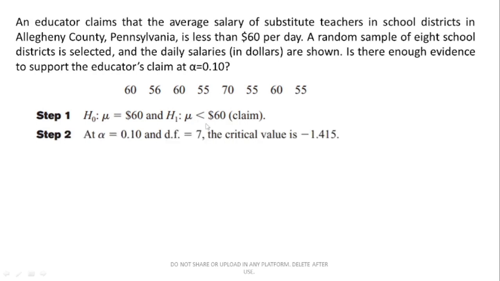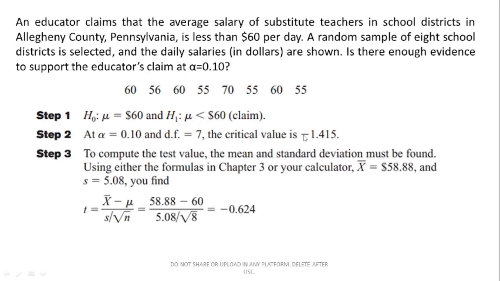So, step 2, at alpha is equal to 0.10 and degrees of freedom of 7, the critical value is negative 1.415. So, kapag i-check natin sa table, ang nakukuha natin na value is 1.415, but then, since this is a left-tailed test, kaya negative yung value natin.